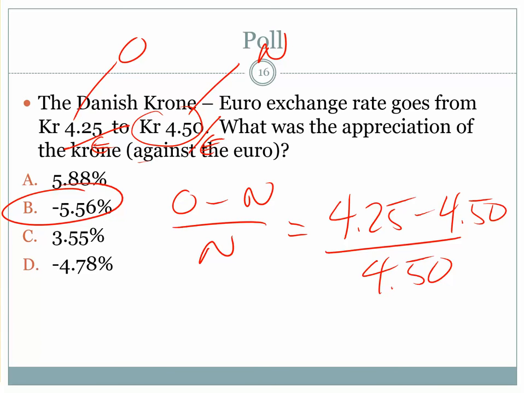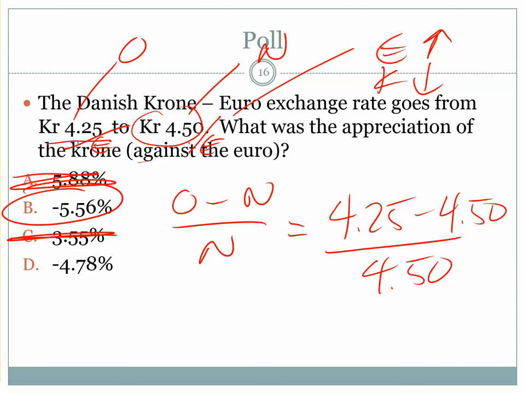Now one way it might help you is actually guess the sign before you do a problem like this. If I see that the price of a euro, which this is, went from 425 to 450, what I can automatically see is the euro's up and the crown's down. So I knew it couldn't be A or C, just recognizing that the euro appreciated from 425 crown to 450.